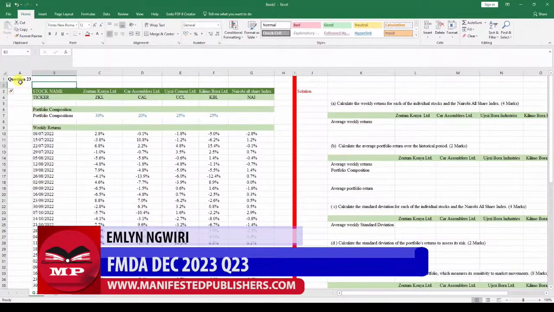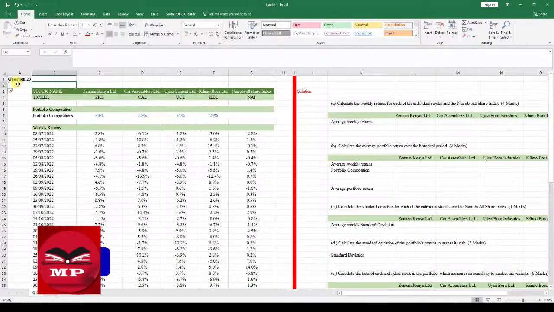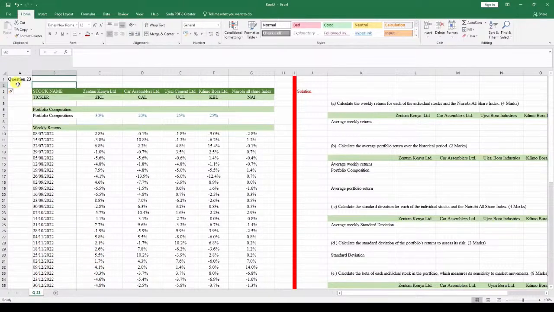My name is FAM Nengwiri, and today, ladies and gentlemen, we are discussing the financial modeling and data analytics paper, December 2023 sitting. The focus is on question 23, and you are presented with the following information right on the left of your screen here.